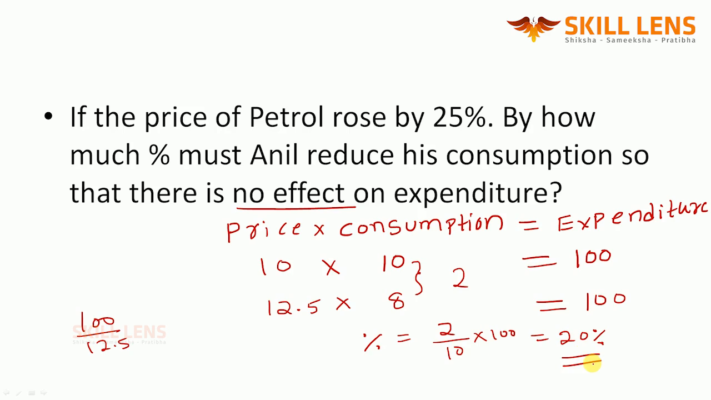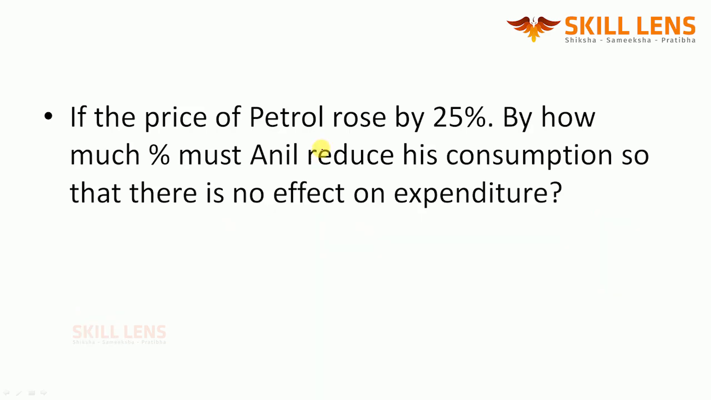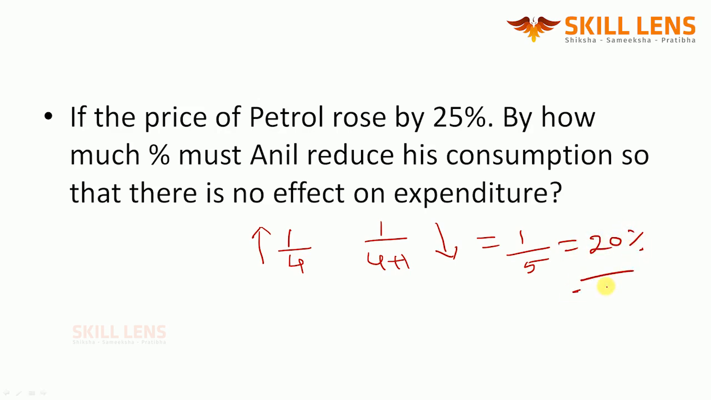Then how about the other way? Yes, the other way we have just discussed. The petrol price is raised by 25%. 25% means what? 1/4. When 1/4 is increased, the other value decreases by 1 by 4 plus 1, that is 1 by 5. What is 1 by 5? 20%. That's it. In 1 second you can get your answer if you know this particular logic. Hope you understood this particular question.